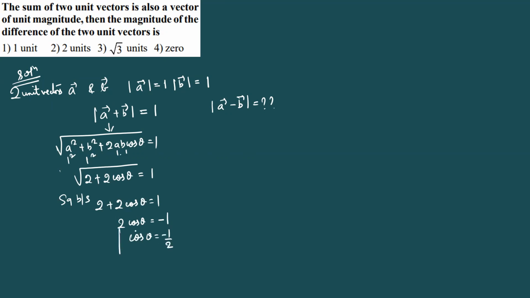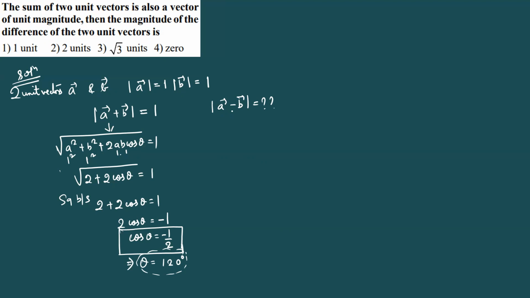So this implies, when will cos function be negative? Cos function will be negative in the second quadrant. Therefore, the value of theta will be equal to 120 degree. Theta is not asked here, but still I'm just calculating the value of theta. Cos theta is minus half means theta is 120 degree.